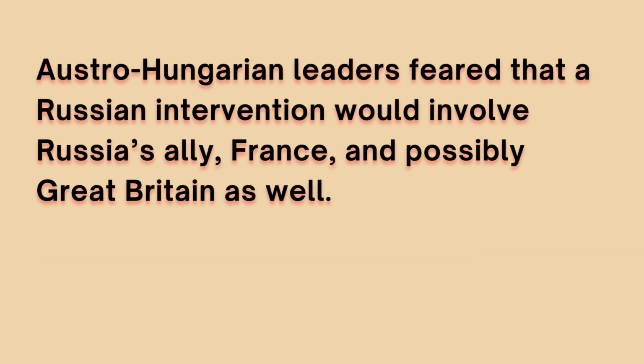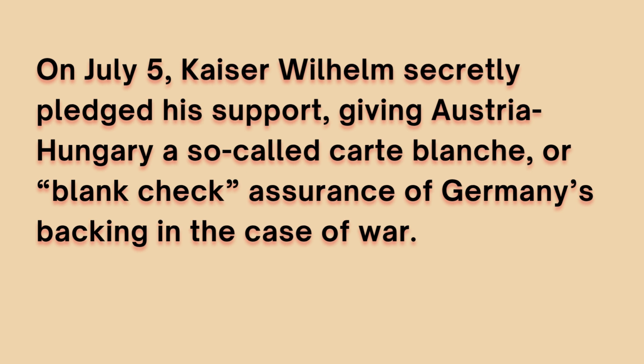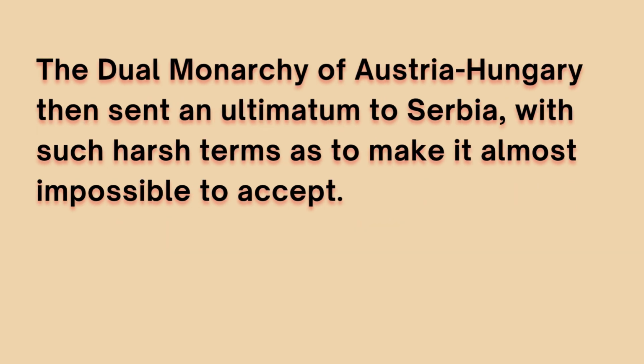Austro-Hungarian leaders feared that a Russian intervention would involve Russia's ally, France, and possibly Great Britain as well. On July 5, Kaiser Wilhelm secretly pledged his support, giving Austria-Hungary a so-called carte blanche, or blank check assurance, of Germany's backing in the case of war. Austria-Hungary then sent an ultimatum to Serbia with such harsh terms as to make it almost impossible to accept.